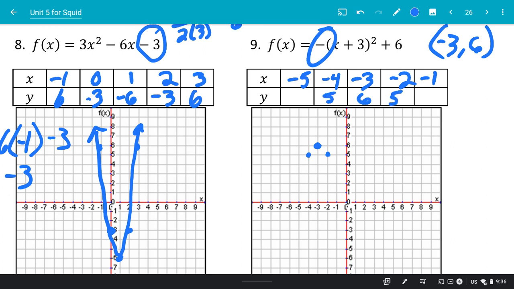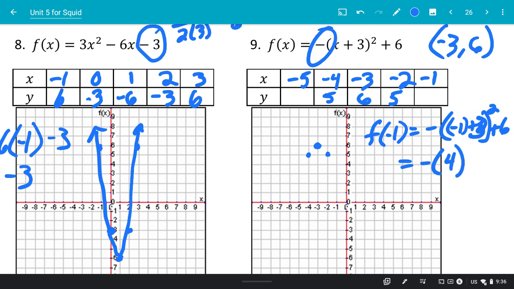Now I do need to plug one in, so let's go ahead and plug in -1. F of -1 equals negative quantity -1 plus 3, squared, plus 6. So -1 plus 3 is 2. 2 squared is 4, plus 6. Now notice that this negative sign is just sitting out there on the outside, right? So this is really a -4 plus 6, which is 2.